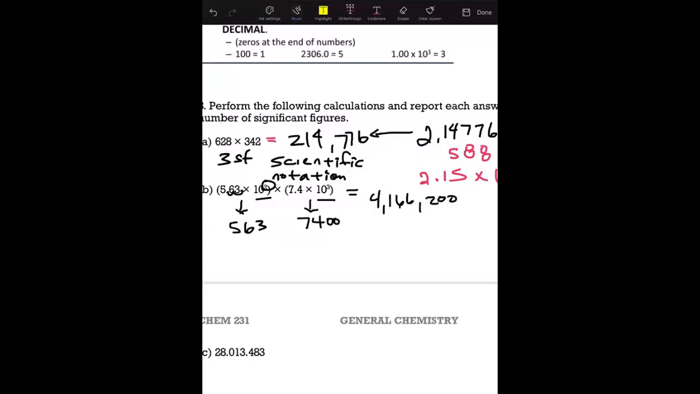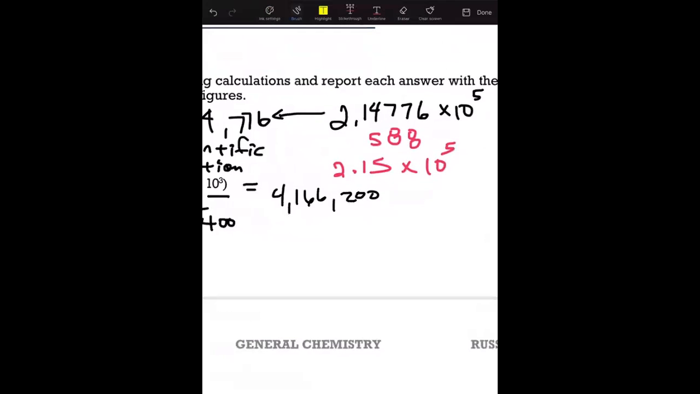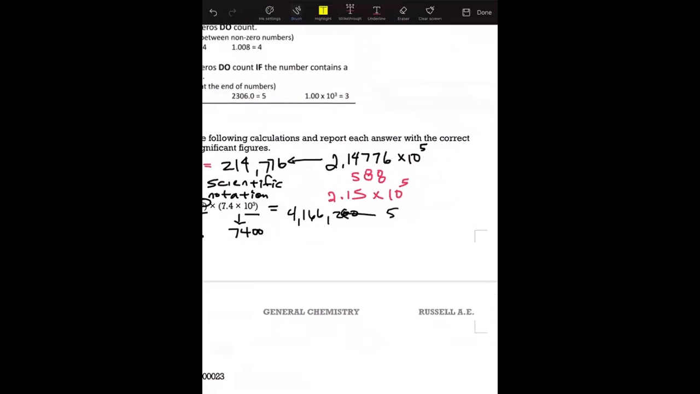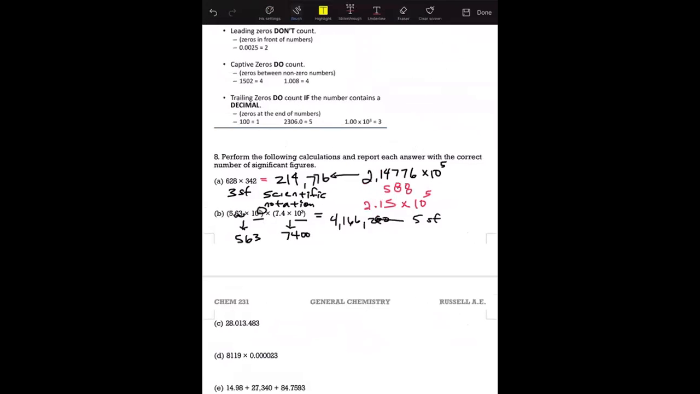How many sig figs is that? Let's go to the Atlantic method. We put an arrow through here. First non-zero digit is at 2. So that is 1, 2, 3, 4, 5 sig figs. Is that right? That's what I got, 5 sig figs. All right, we need to get that to how many? 2, because the 7.4 right here is 2 sig figs. Is that right?